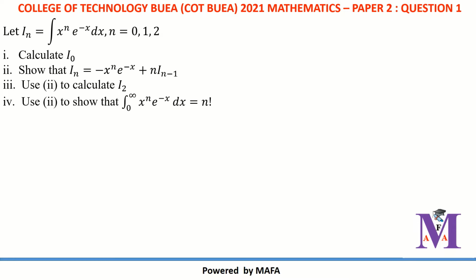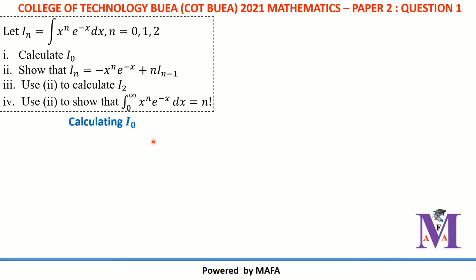Now this is the most interesting part of this question, that is Roman 4. It is the most interesting part of question 1, because calculating I0 will not give you any problem. Showing Roman 2 is using integration by parts. Using Roman 2 to find I2 is not any problem, but the problem which requires critical thinking and brainstorming is actually Roman 4, and I'm going to show you why.